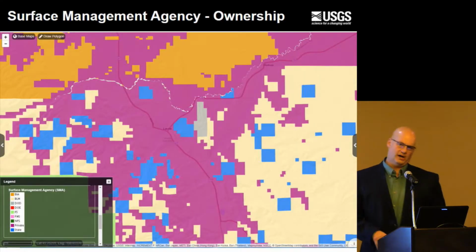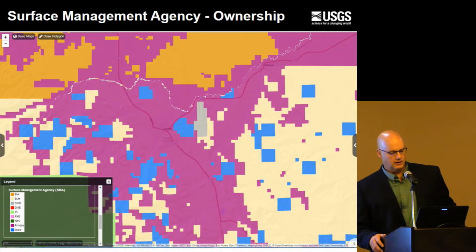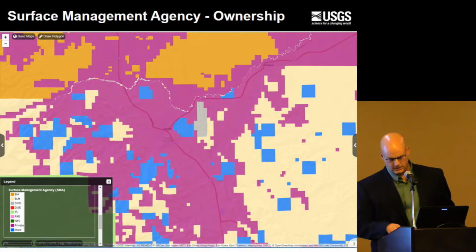We might want to know something about who owns the land, who controls the surface. In this case, purple's private, that orange is BIA, blue state, tan, BLM, and there's a little blob of gray in there. I think that's DOD. Anyway, so you got a pretty diverse land ownership pattern here.